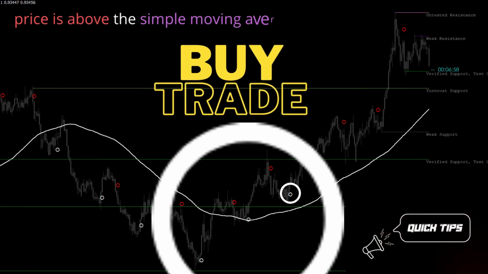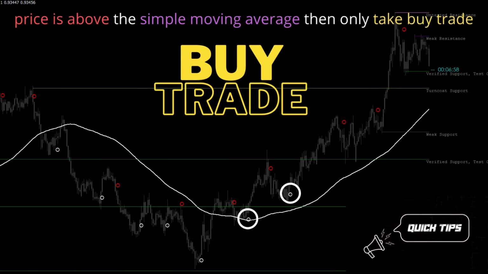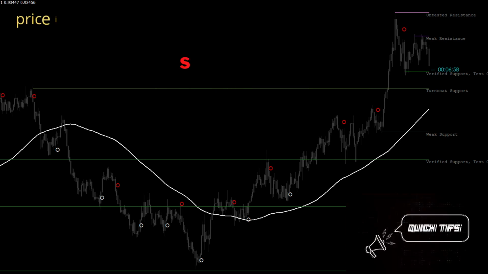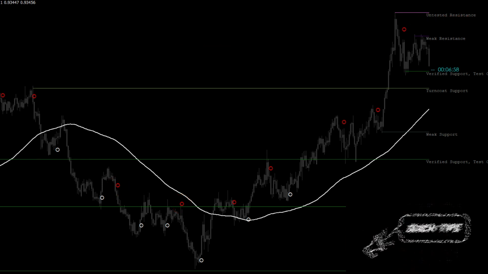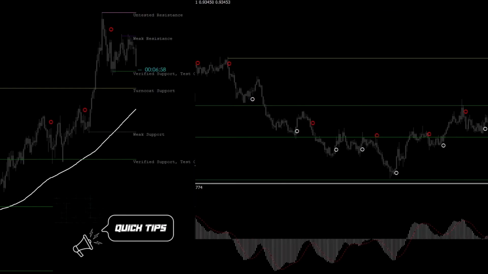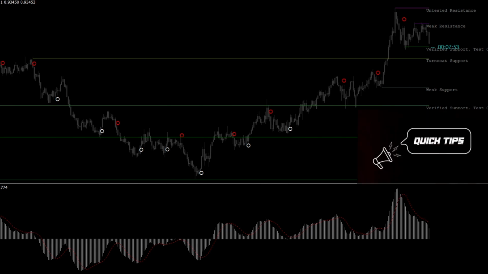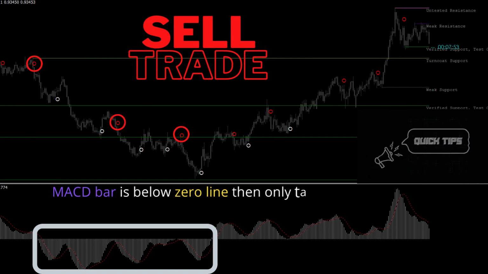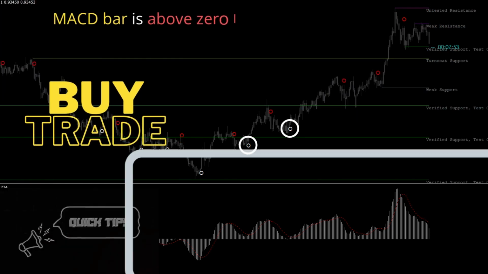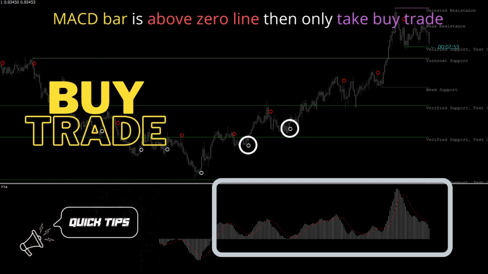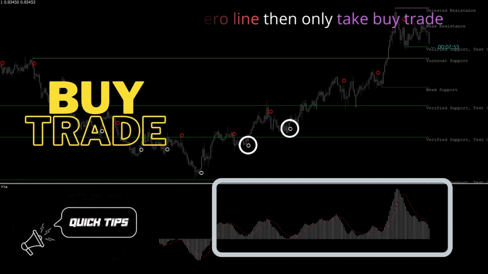When the price is above the simple moving average, then only buy trades are to be taken, and when the price is below the simple moving average, then only sell trades are to be taken. And for those who do not want to use the simple moving average, use the MACD indicator with default settings. When the MACD bar is below the 0 line, then only sell trades have to be taken, and when the MACD bar is above the 0 line, then only buy trades have to be taken.